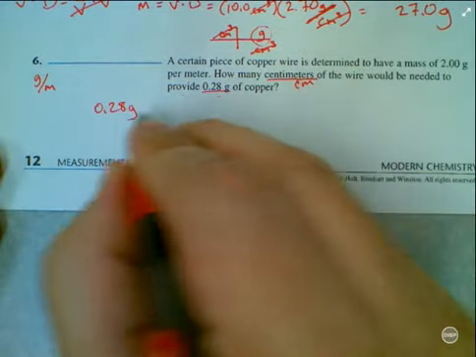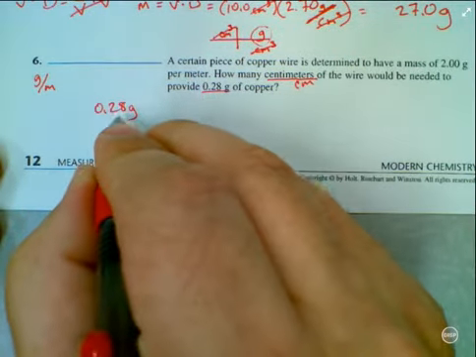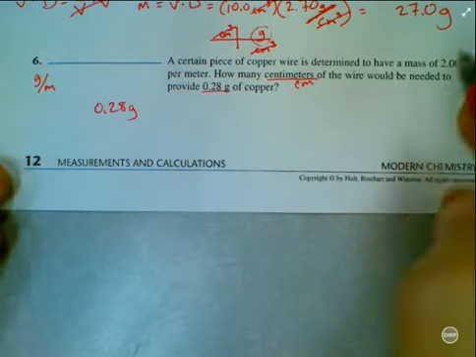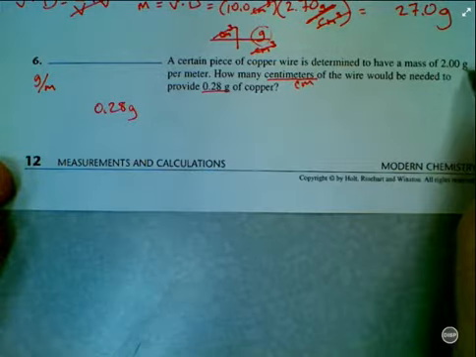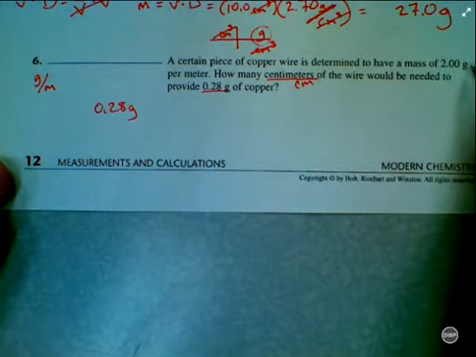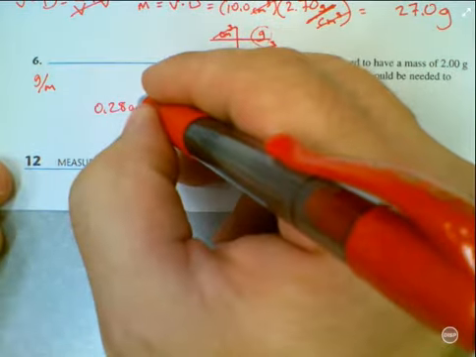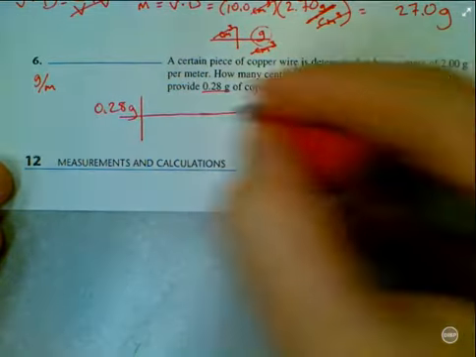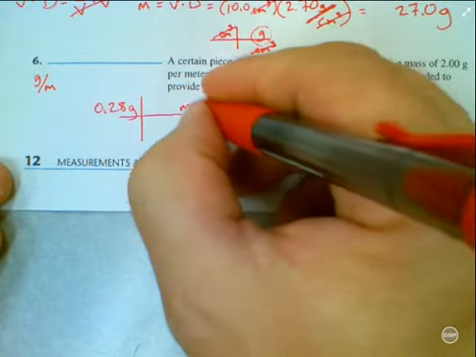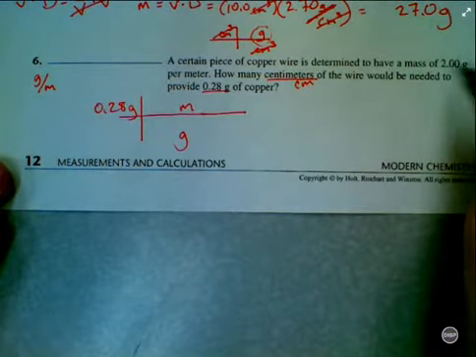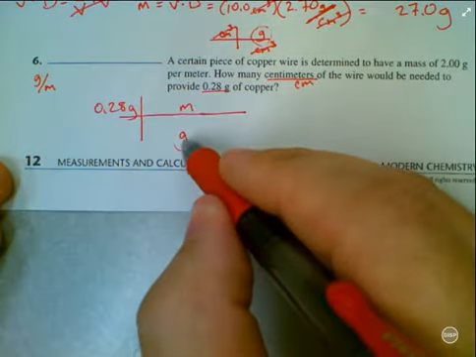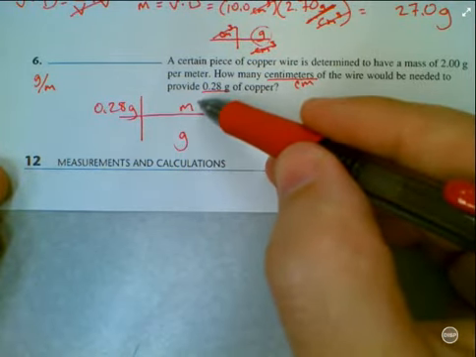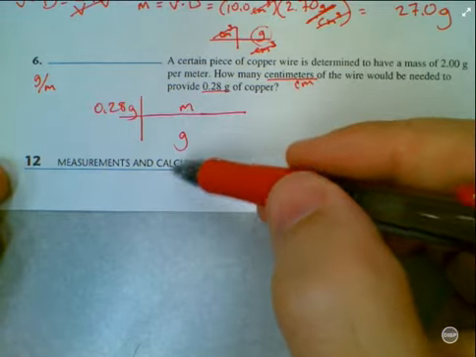Now here's the thing. This copper that I have has a mass of 0.28 grams, or at least I need to have a mass of 0.28 grams. If I take this quantity, the grams per meter, I can set up a conversion factor with grams and meters, right? It's 2.00 grams per meter, so I'll have numbers for grams per meter. You wonder, well, it's grams per meter. Shouldn't grams be on the top and meters be on the bottom?